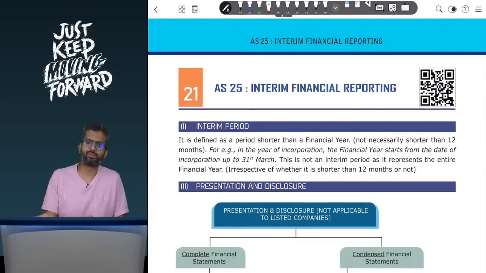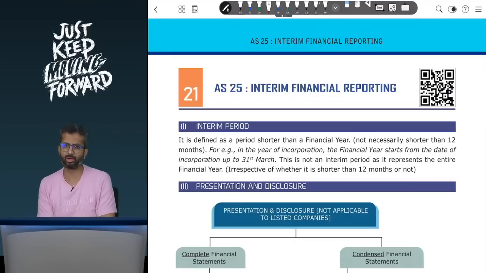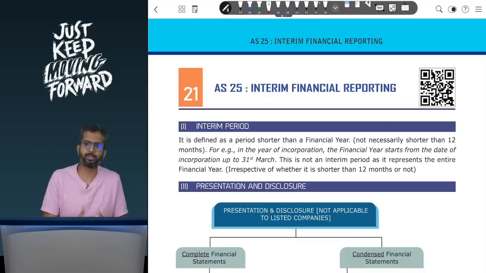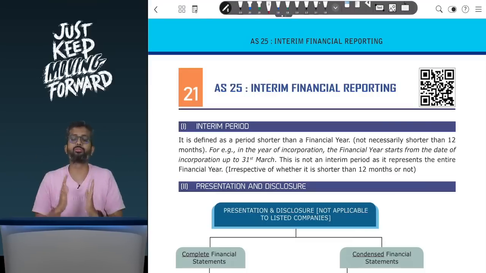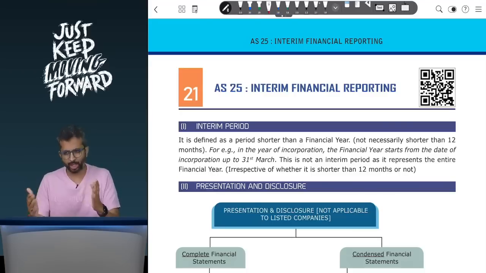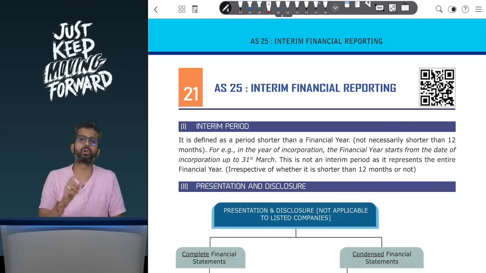Next you go to AS 25, which is another new standard which was introduced, for which again a separate video is there, or you can refer to that separately. So when you look at AS 25, this is on interim financial reporting. What do you mean by an interim period? Well, interim period refers to a period shorter than a financial year. A financial year may be 12 months, then a period shorter than 12 months is called an interim period.